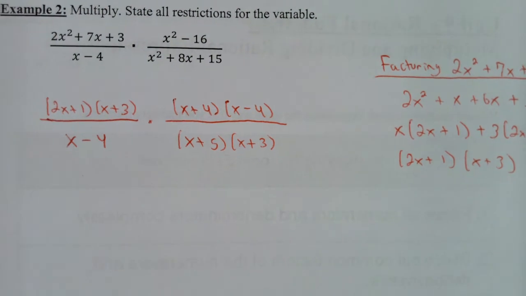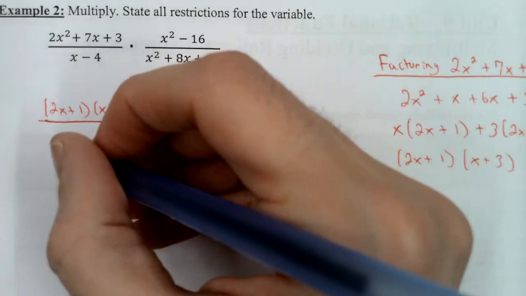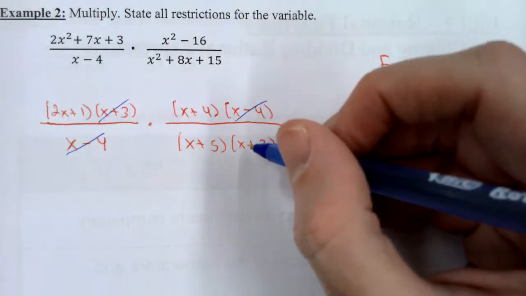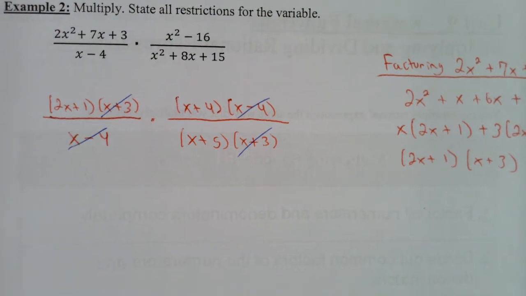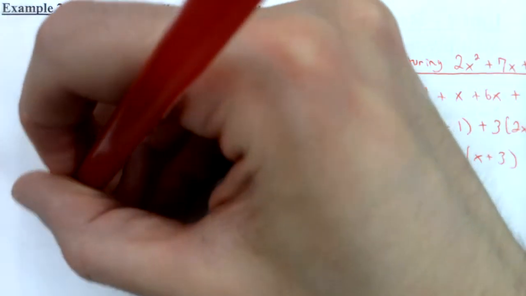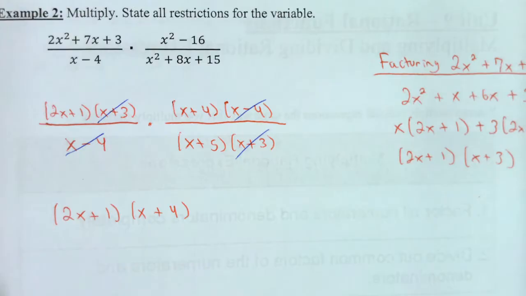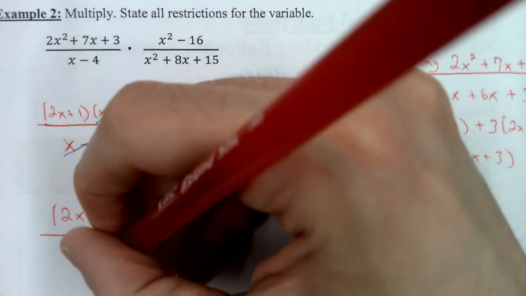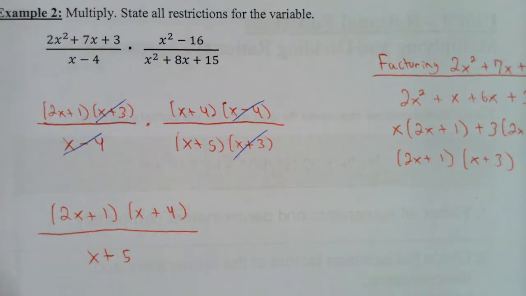Now what we're going to do is divide out the common factors. So x minus 4 divides out with x minus 4, and x plus 3 divides out with x plus 3. For my final answer, I'm going to write 2x plus 1 times x plus 4 over x plus 5. I'm going to leave it like that. I'm not going to multiply these together. You can, I'm just going to leave it like that.